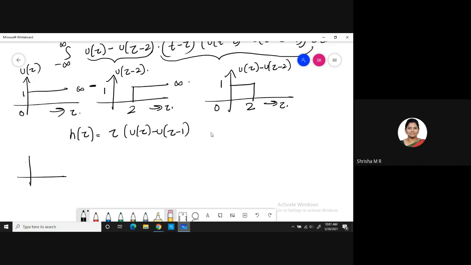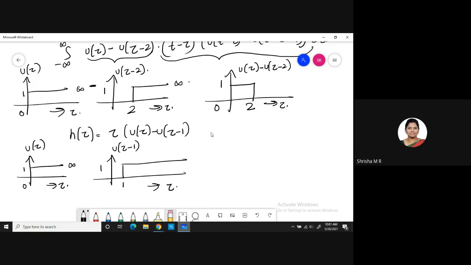u of tau is a unit step signal. It exists from 0 up to infinity with an amplitude 1. And u of tau minus 1 is a waveform which starts from 1 and goes up to infinity with an amplitude 1. The x-axis is tau. So if you subtract these two, you get u of tau minus u of tau minus 1. This waveform will exist from 0 to 1 with an amplitude 1.